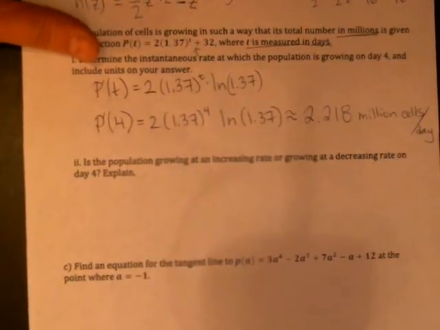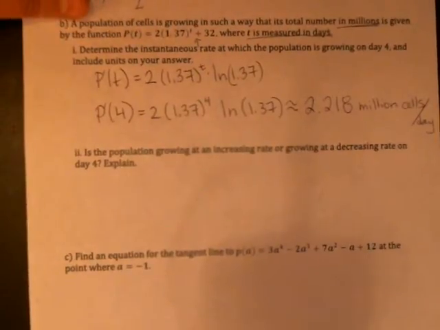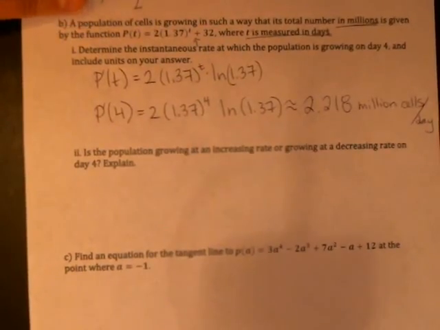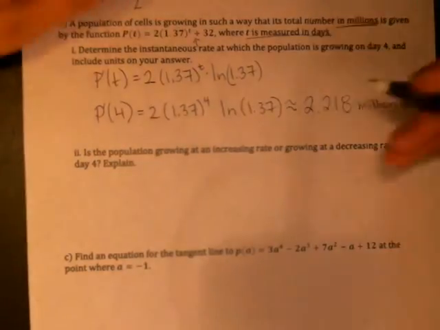Okay, is the population growing at an increasing rate or a decreasing rate on day 4? Okay, so we know it's growing. It's increasing by 2.2-ish million cells on that day. We want to know if it's speeding up or slowing down is what that is asking. Is this rate increasing or decreasing? So to find that, you would have to take a second derivative.